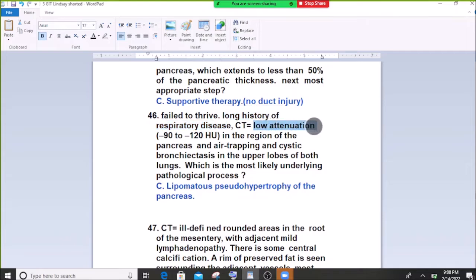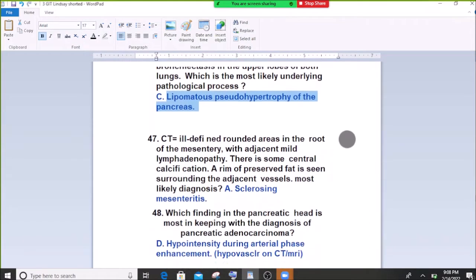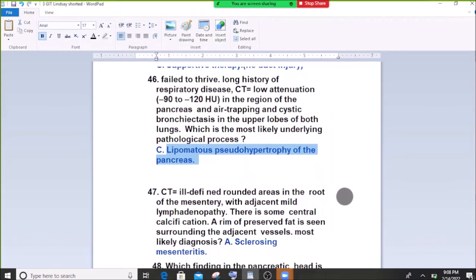Then CT shows lower attenuation, minus 90 to minus 120 HU in the region of the pancreas, and air trapping and cystic bronchiectasis in the upper lobes of both lungs. The minus 90 to minus 120 HU in the region of the pancreas shows fatty replaced pancreas. And then, what is the most likely underlying pathological cause? Lipomatous pseudohypertrophy of the pancreas. Correct? It is seen in cystic fibrosis.